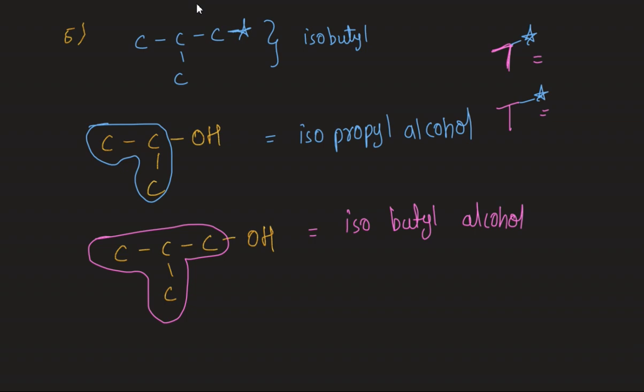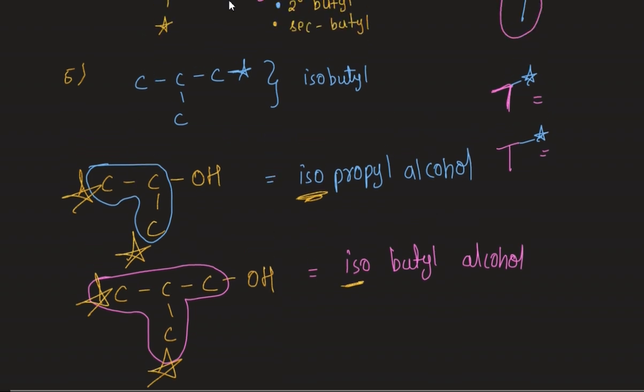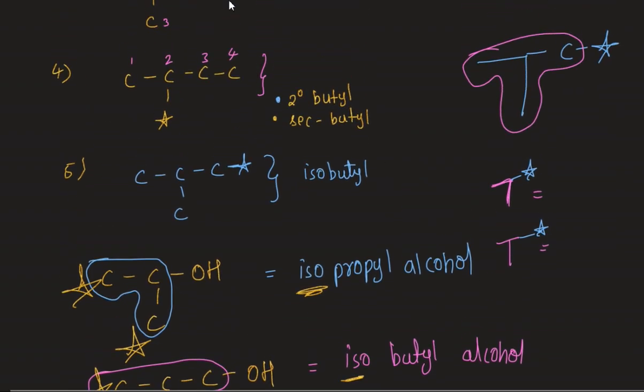Clear till here? So for iso, what is the main required condition? There should be two openings in the 7 shape, whereas in this corner you can attach any carbons you wish. Clear till here? So this is about isobutyl, isopropyl, secondary butyl.